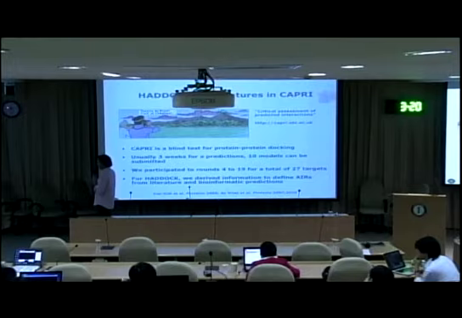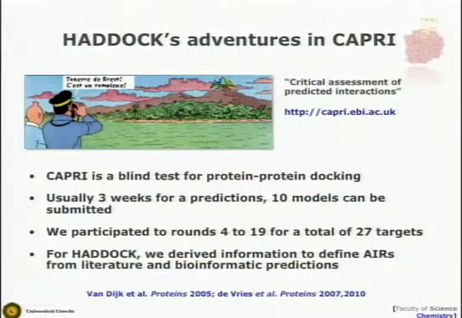So we have participated; these are the results for rounds 4 to 19, 27 targets. Round 4 was the one where we started with this trimer I've been showing you. Since we are information driven, we need to derive information to do the prediction. So we have been relying on both bioinformatics predictions, but also literature. So we always screen, yep.